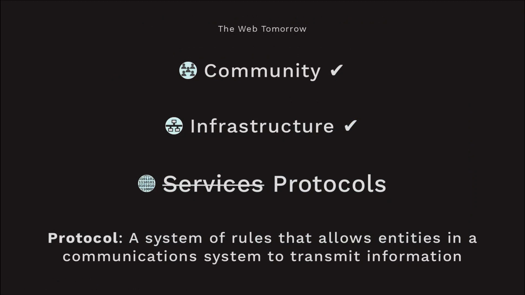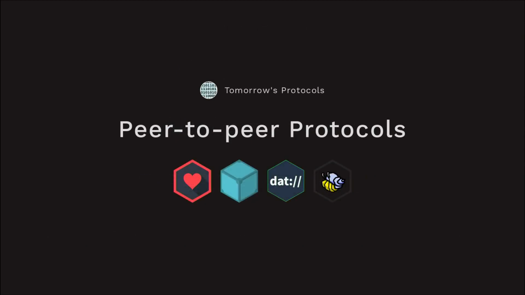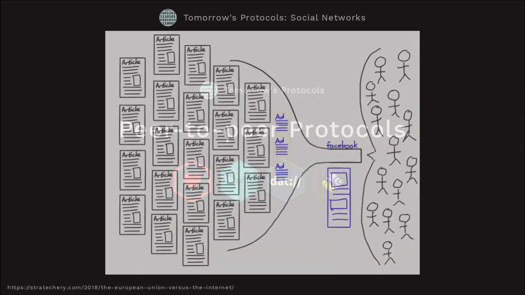Now, what about services? I will stop talking about services and instead focus on protocols. A protocol is just a set of rules that computers agree on in order to better communicate with one another, specifically open source peer-to-peer protocols. There are many of them out there, but today I will talk about two.